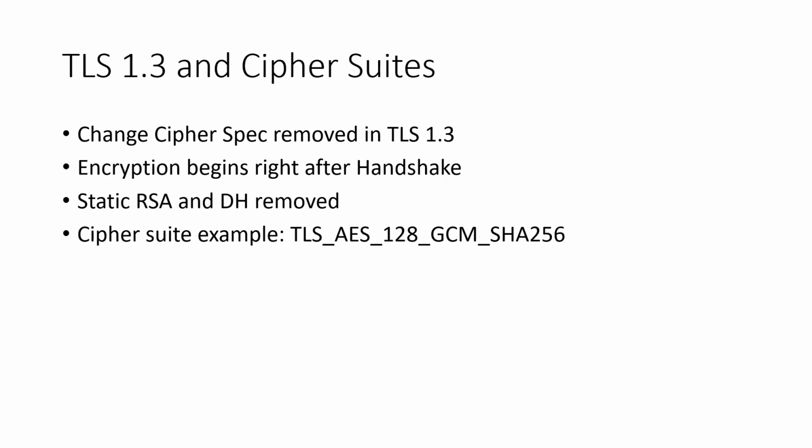TLS 1.3 introduced several key changes that simplify and strengthen the protocol. The change cipher spec message is now removed. As soon as the handshake ends, encryption may start immediately. Also gone are the static RSA and static Diffie-Hellman for key exchange. They've been replaced by ephemeral methods like elliptic curve Diffie-Hellman ephemeral, which generate fresh key pairs for every session, providing forward secrecy.